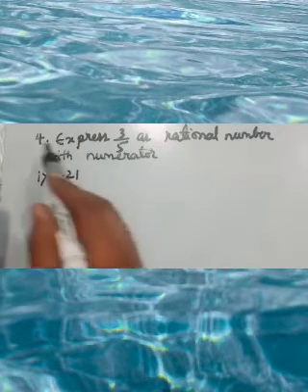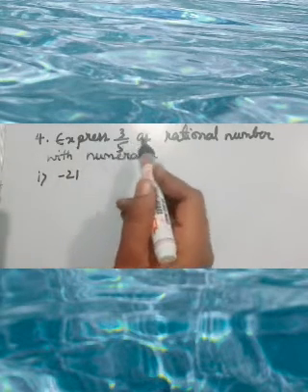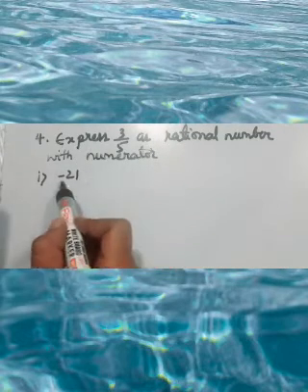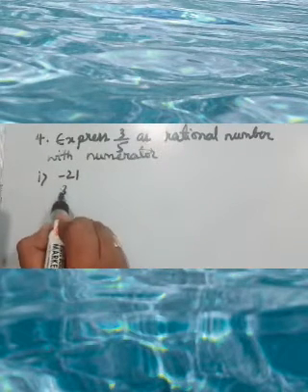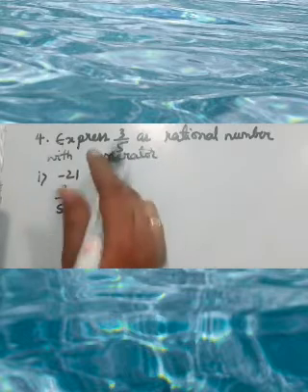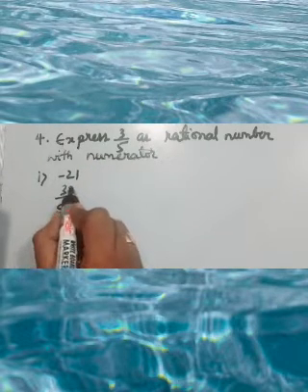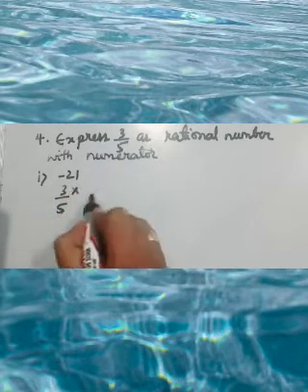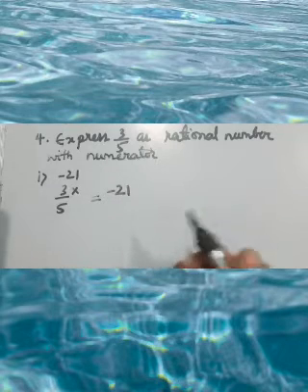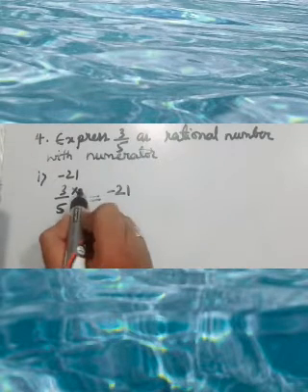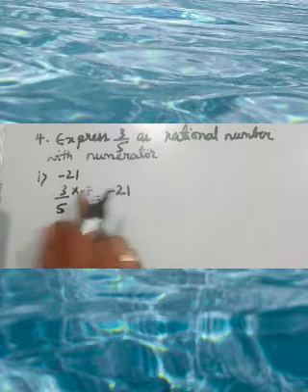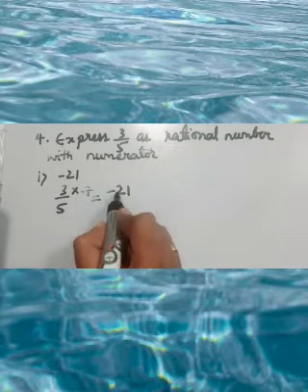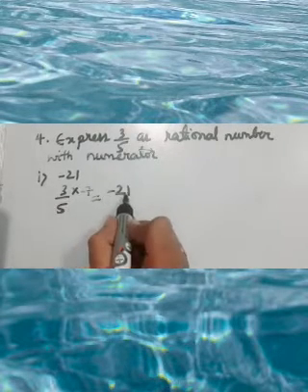Then next is question number 4. Express 3 by 5 as a rational number with the numerator minus 21. Here take the given rational number, children. With what number if you multiply in the numerator, you get minus 21? That is minus 7. Because plus into minus is minus, 7 3s are 21.